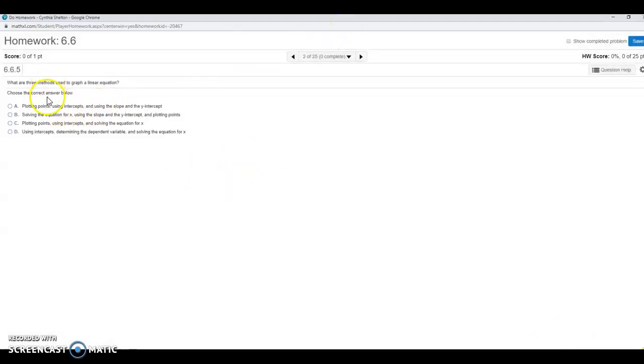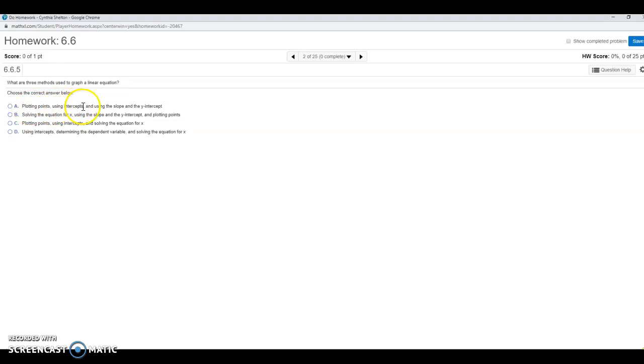Okay, next we're going to talk about the 3 methods to graph a line. Most of the time in class we spent plotting our points with an XY table, so that's always a good way to graph a line. So you can always fall back to that, but there's other methods.